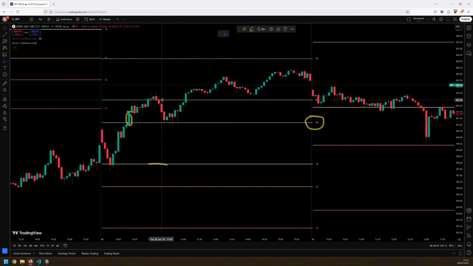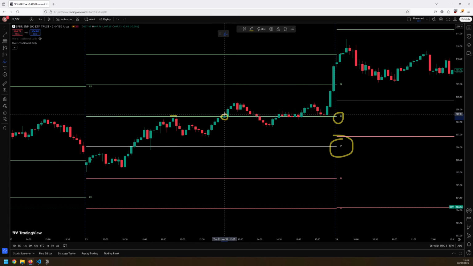Here is another example. Price is above the pivot point and it's heading towards R1, the first resistance line. It does break through it here, but I'm waiting for price to close above it, which happens in one of these candles here. So that's the entry point. And again, the stop loss is at the pivot and the take profit is at the next resistance, R2.